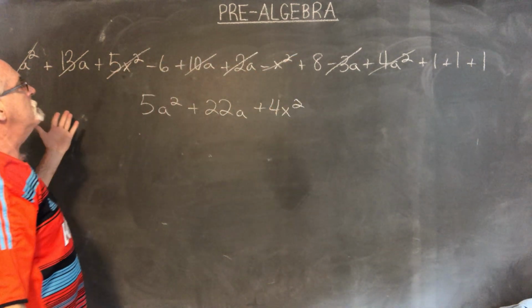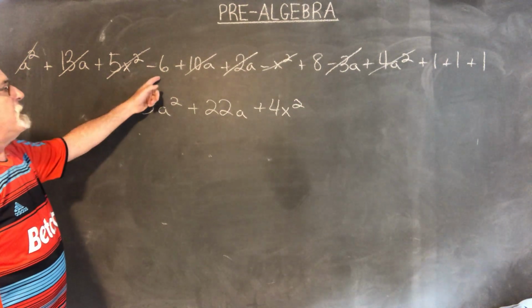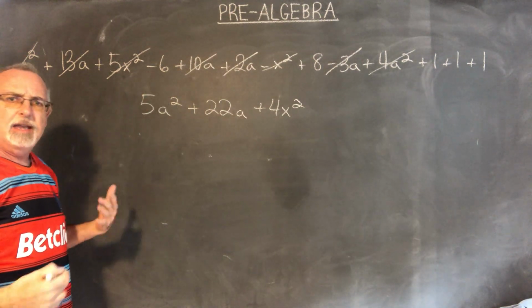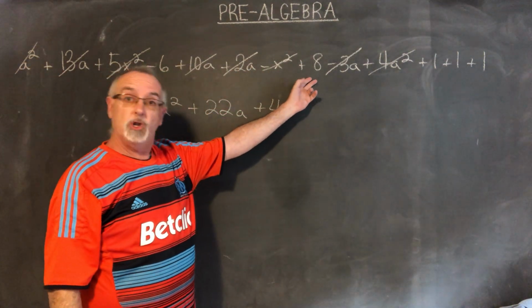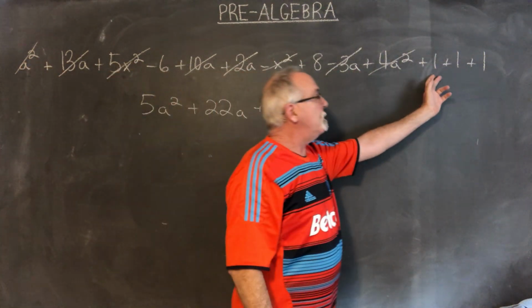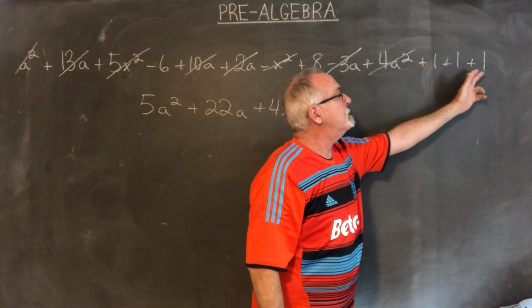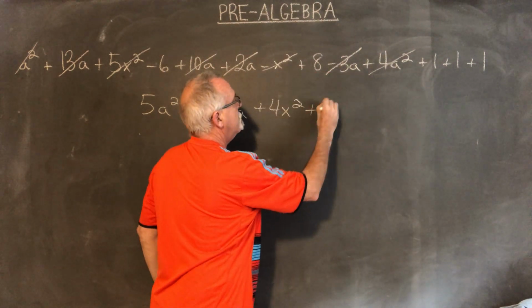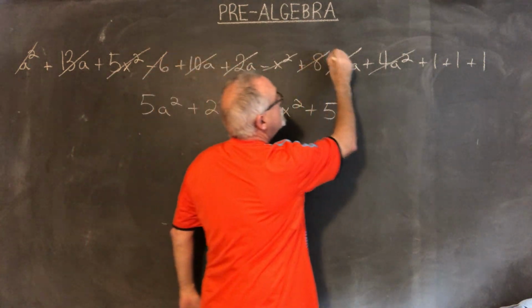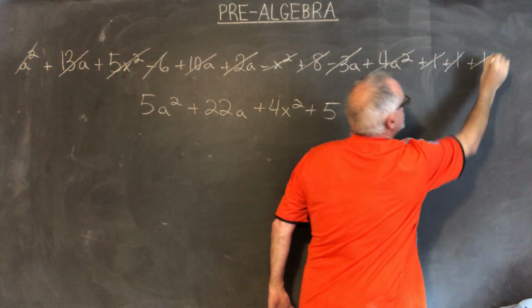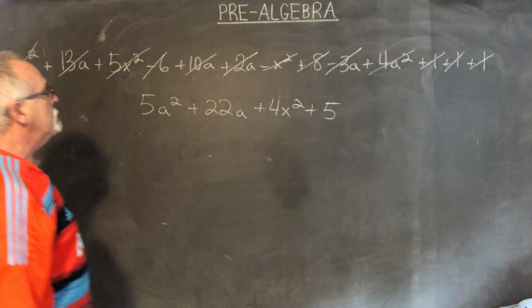Is everything else a constant term? Yes, it is. Minus 6, starting off with a negative 6, plus 8 is equal to positive 2, plus 1 is 3, plus 1 is 4, plus 1 is 5. Not so bad, plus 5. Cross out all of those. And double check and make sure I didn't miss anything.